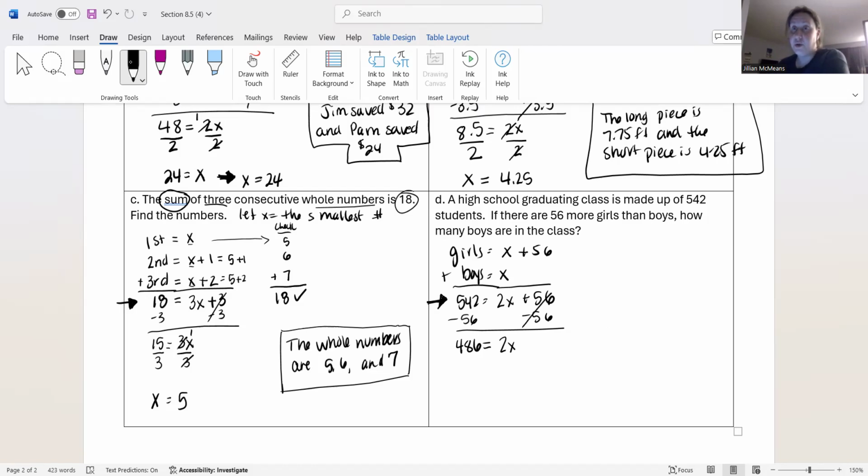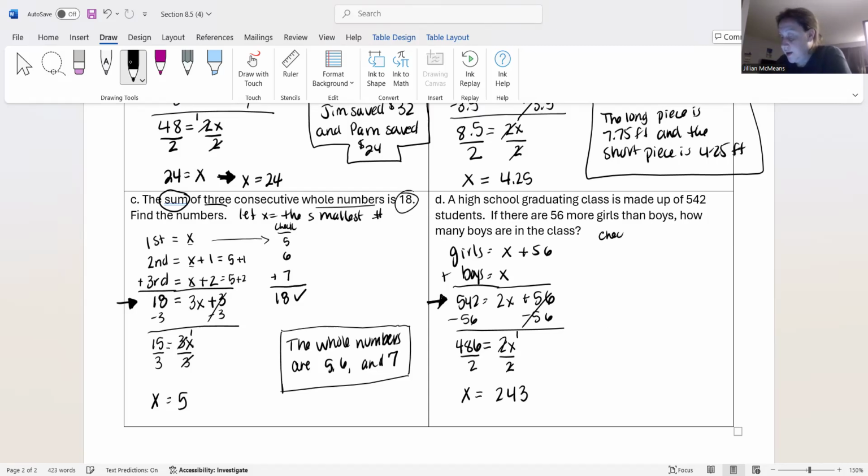So now I've got my single variable term equaling my single constant term. I need to undo this multiplication of 2 and x. So I divide both sides by 2. 2 divided by 2 is 1. 1 times x is x, and we're going to get what, 243? All right, so x equals 243, which is the number of boys in this graduating class.